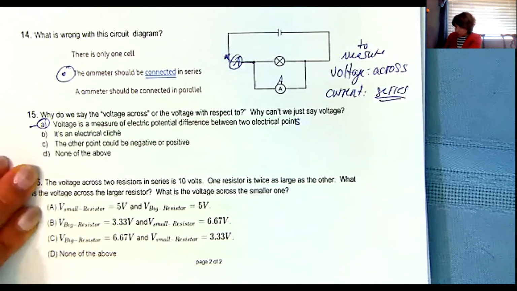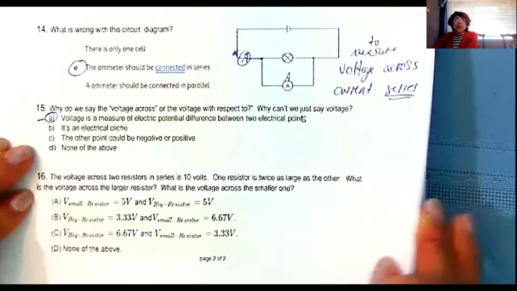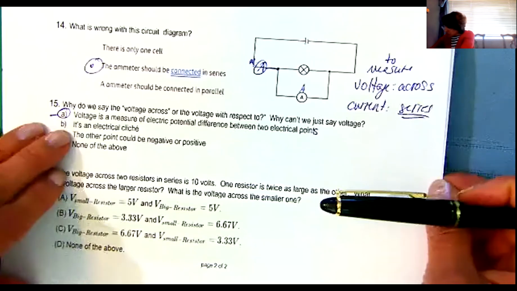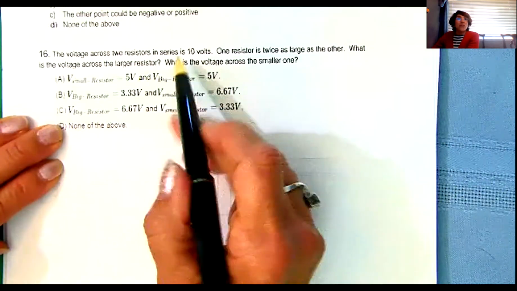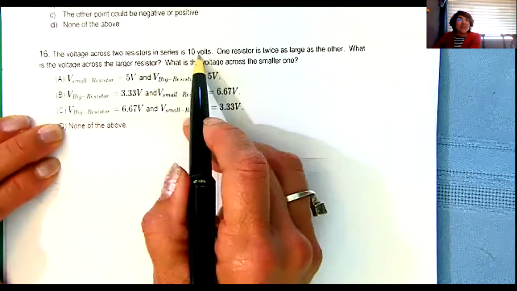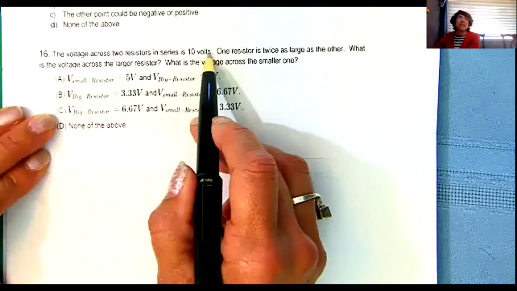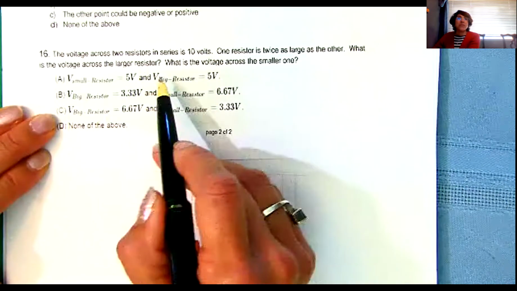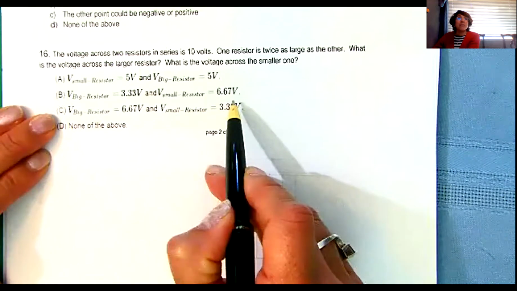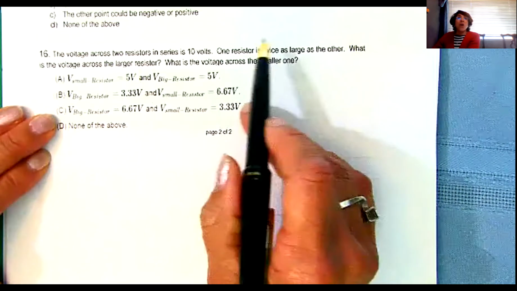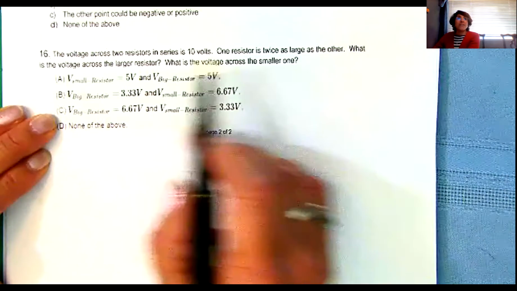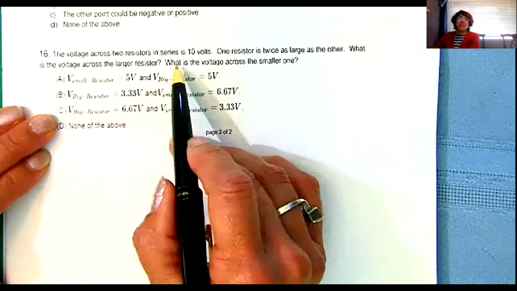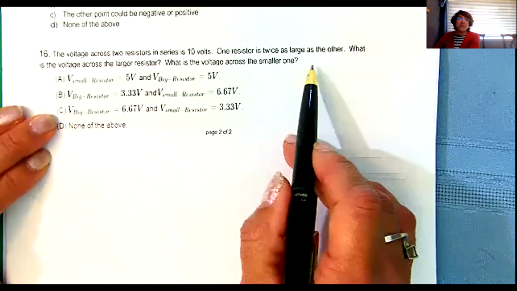All right, so this last one, I'll start it for you, but we're running out of time here. So this one we have to draw a circuit for. The voltage across two resistors in series is 10 volts. So that tells me I should draw two resistors in series, and the voltage across each of them adds up to 10 volts. One resistor is twice as large as the other. What is the voltage across the larger resistor? And what is the voltage across the smaller resistor?